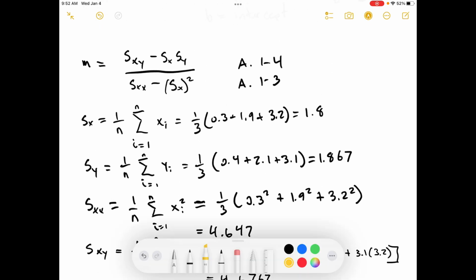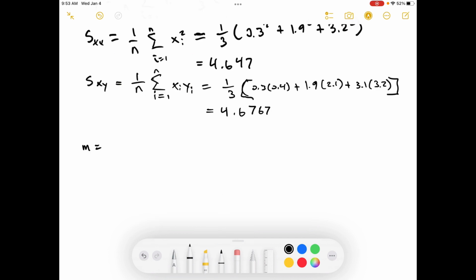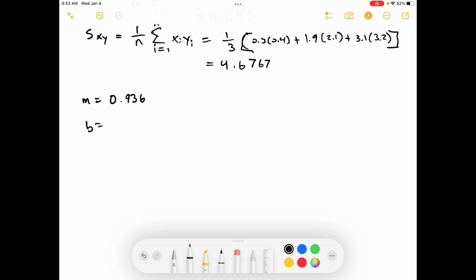And the slope equals 0.936. And the intercept, using this function, equals 0.1818. Okay. So that is the equation for the line that does not go through the origin.